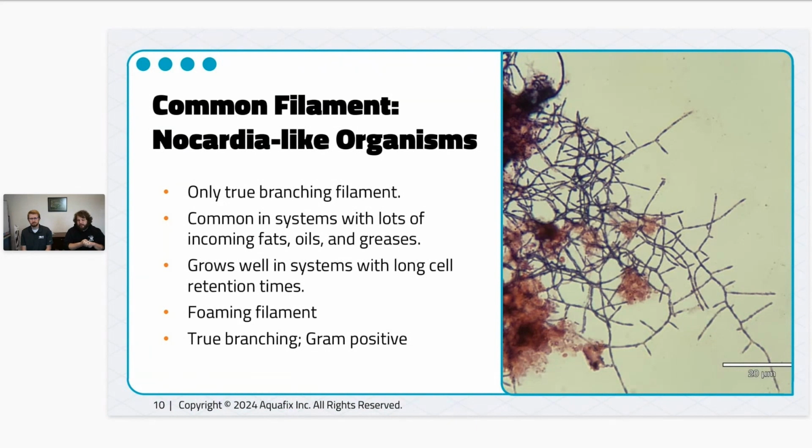Very easy to identify based on being gram positive. You can see that they're very purple here in this image. This is a gram stain image, and you can very clearly see the branching nature of the filament. And this one is a very, very simple one to identify as a NALO filament. This is going to also be linked to very old systems. It tends to grow in systems that have elevated sludge ages and very mature sludge.